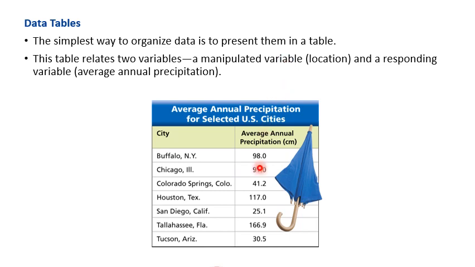And then the Y, the responding variable, goes over here because this number responds to the number on the left, or excuse me, the city on the left. So that's what a data table will do for us. And it's very convenient in organizing data, but we can continue to make it even more useful by using graphs.